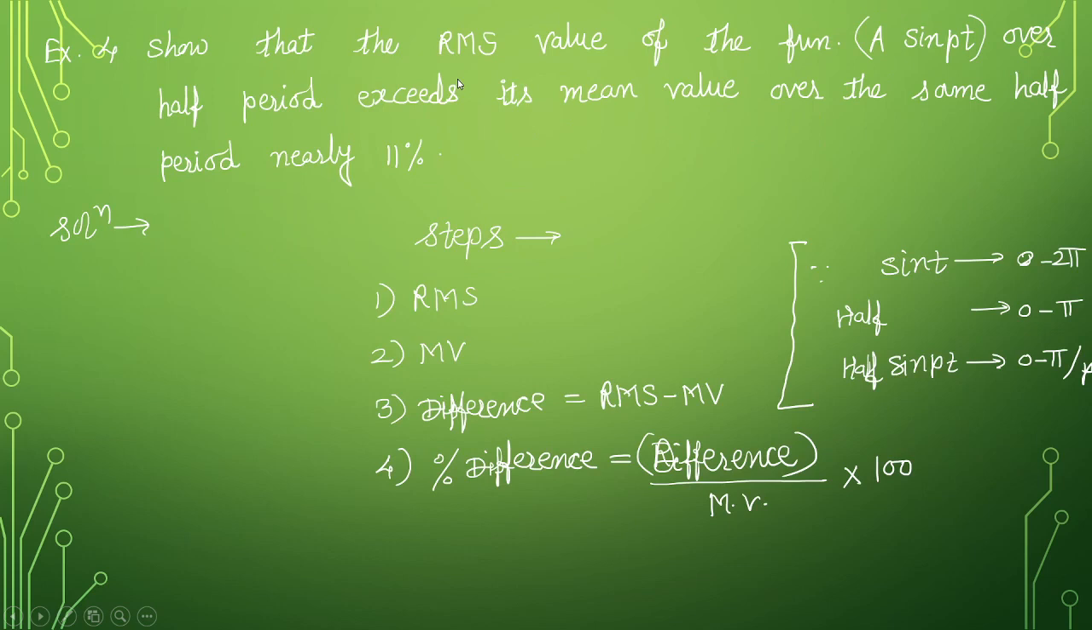Now show that the RMS value of the function sin pt over the half period exceeds its mean value over the same half period by nearly 11%. Here the half period is given. For this, first we have to find the range for sin t. Sin t is 0 to 2 pi, half range 0 to pi, but here it is the sin pt term, therefore 0 to pi by p. Now for this we have to find the RMS value first, then the mean value, then the difference between RMS and mean value, and the percentage difference by using the formula.